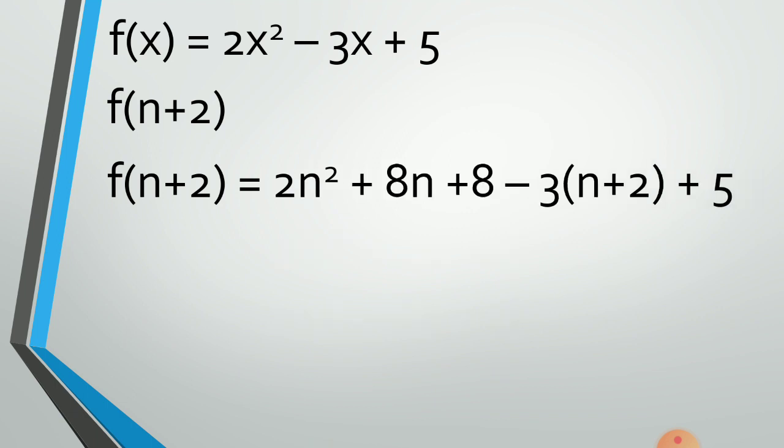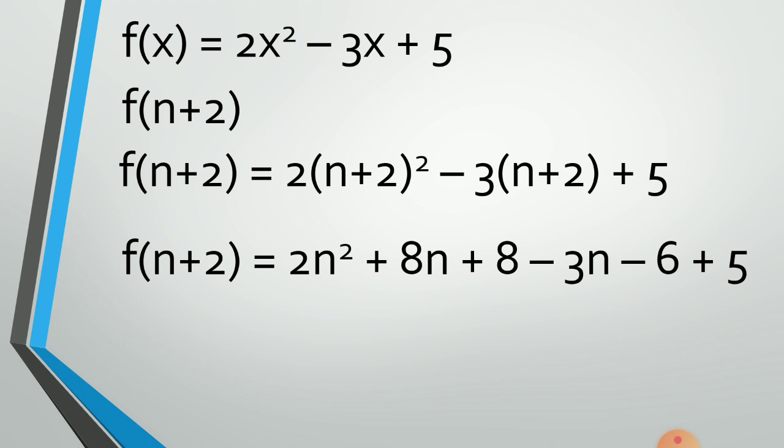Then, next to simplify is negative 3 times the quantity n plus 2. Same process as the previous. Distribute negative 3 to each term inside the parentheses. So, that will be negative 3 times n and negative 3 times 2. So, that will be negative 3n minus 6. Then we now have 2n squared plus 8n plus 8 minus 3n minus 6 plus 5.